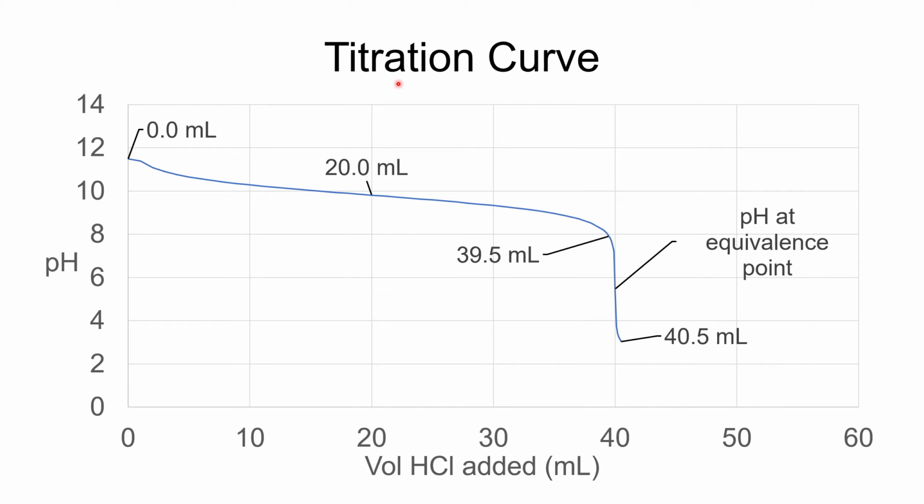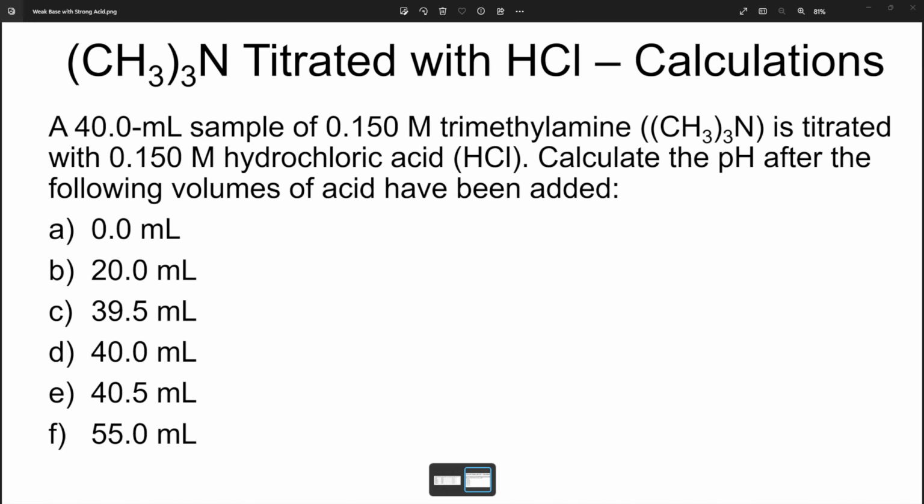So we're at 40.5 milliliters. You can see we're clearly into the excess acid region of this titration. And when we add more acid, that pH is going to continue to decrease. All right, and we'll do that here in just a second. All right, we are on to the last part of this.